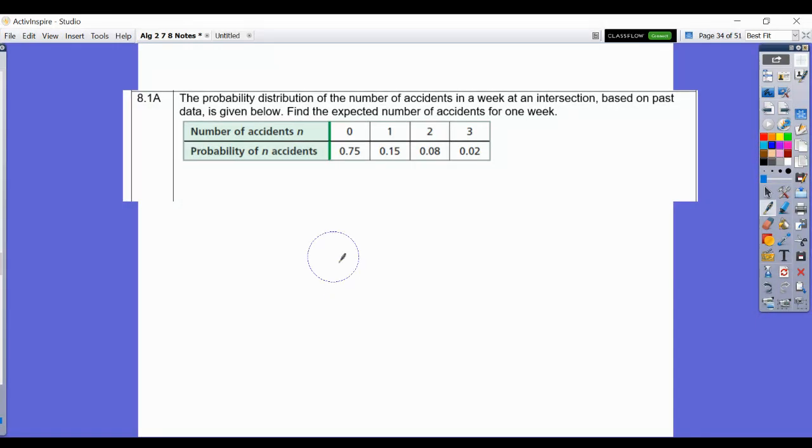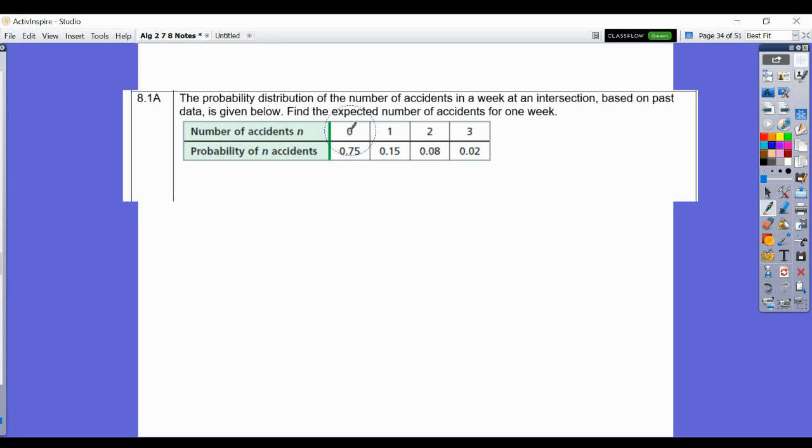So the probability of 0 accidents occurring is 0.75. So it's a really high chance that there are going to be no accidents. But I can't expect no accidents because sometimes accidents occur. So even though it has the highest probability, I'm not going to expect 0 accidents. I'm going to expect maybe there might be one that week. So I want to know what the expected value is.